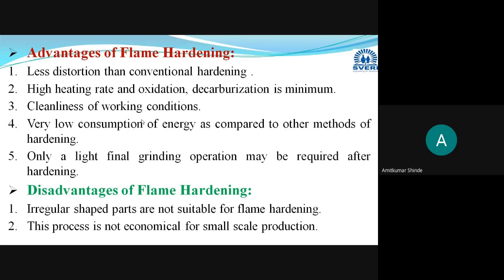Here the distortion in the component will be very less. Then, as we have used the oxyacetylene flame, the rate of heating is very high.